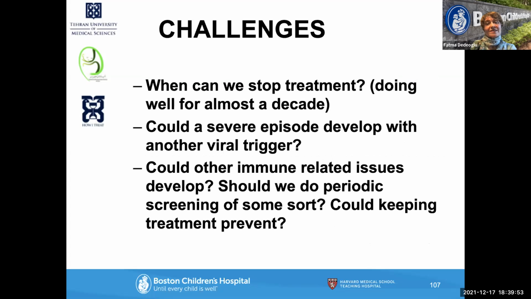I think we discussed these. Also, with trying to stop the treatment, as my cases show you, for some of them I don't know when to stop, because committing someone to lifelong medication, maybe it's not necessary, is difficult. And these unknowns also make us wonder what is better, to keep going with the drug or stop and see what happens. And monitoring for other immune-related issues that may come up.